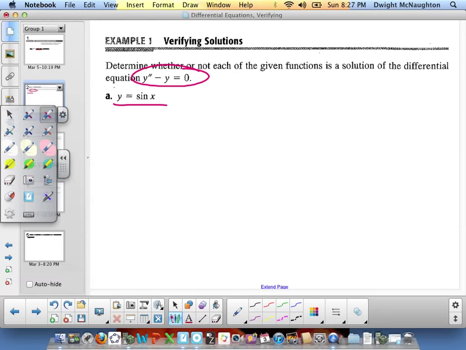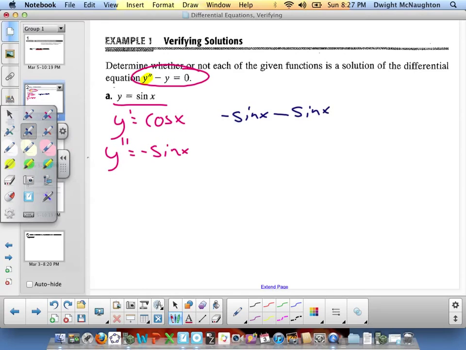So first off, what we have here is the second derivative, so we need to plug the second derivative in. Our first derivative would be cosine of x. Our second derivative would be negative sine of x. Now let's plug that in and verify that this is in fact a solution. Our equation says the second derivative, negative sine of x, minus the first derivative, sine of x, equals 0. If I simplify that, I get negative 2 sine of x equals 0.